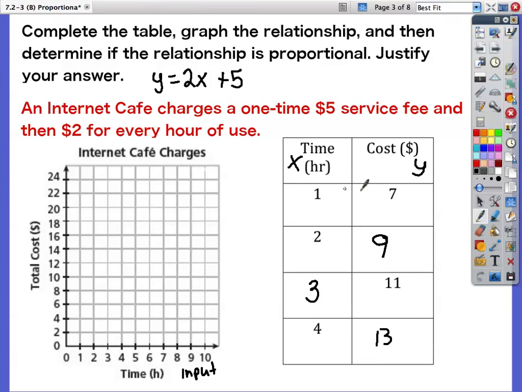All right, so the four points should be graphed. So at 1 hour, it cost me $7, right about there, in between 6 and 8. At 2 hours, it cost $9, right there between the 8 and the 9. 3 hours, it cost $11, right there. And 4 hours cost $13.